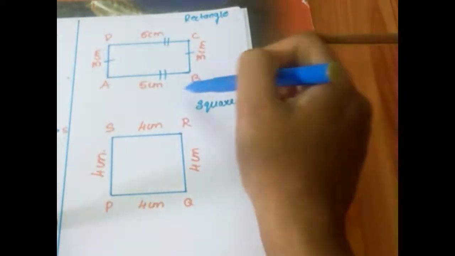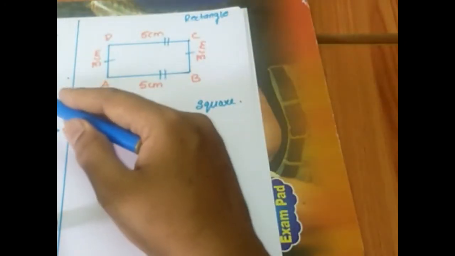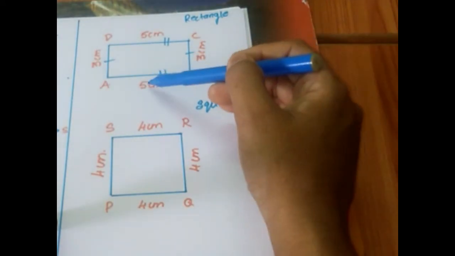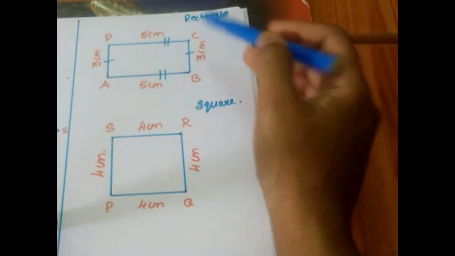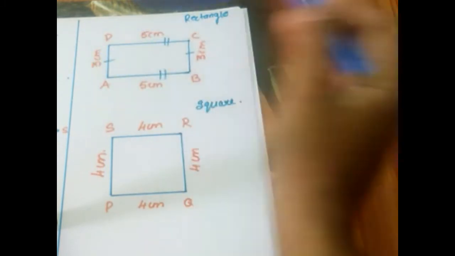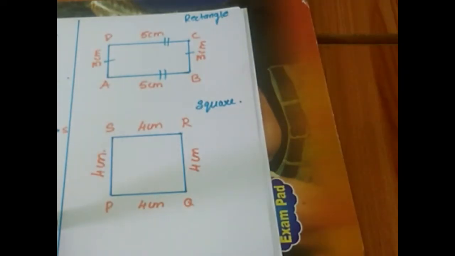So in a rectangle, how do we calculate the perimeter? As per the diagram we have discussed just now, the perimeter will be equal to 5 plus 3 is 8, plus 5 is 13, plus 3 is 16. So the perimeter of the rectangle is 16 centimeter.